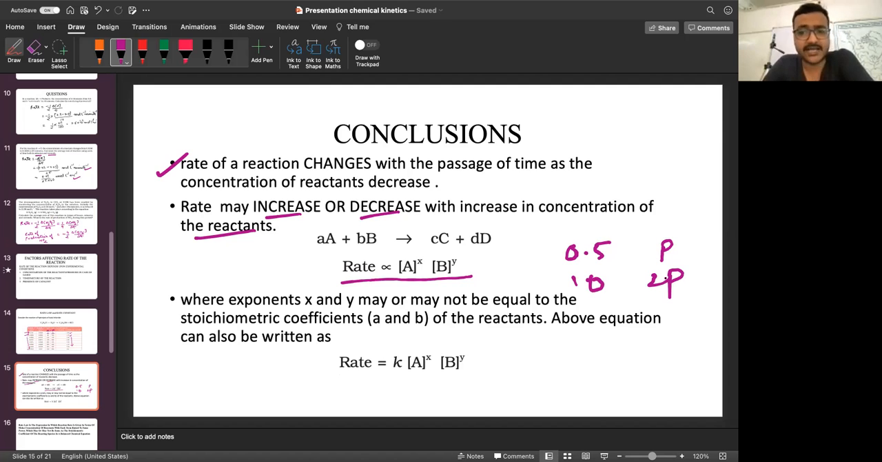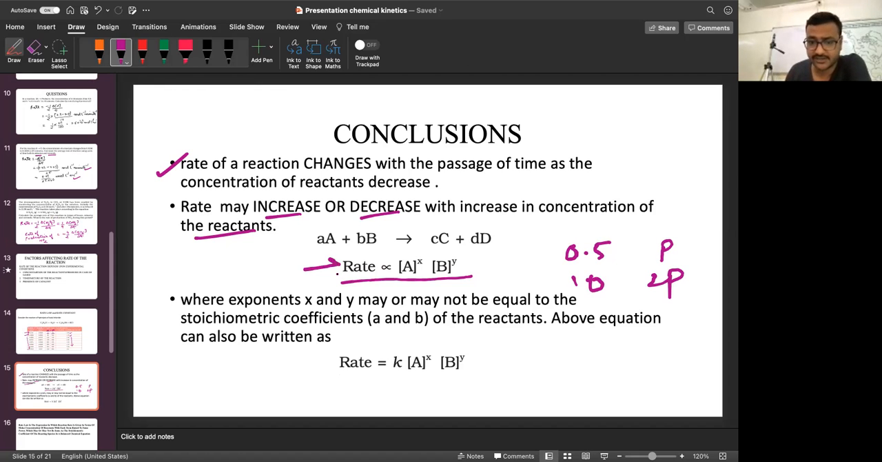Okay, and if we have the value of X to be half, then on doubling the concentration of A, the rate of the reaction will become half of the initial. Okay, fine. We will see the question, then we'll understand in more depth. Okay, moving ahead. This is the empirical relationship which we can make on the basis of our experiment.